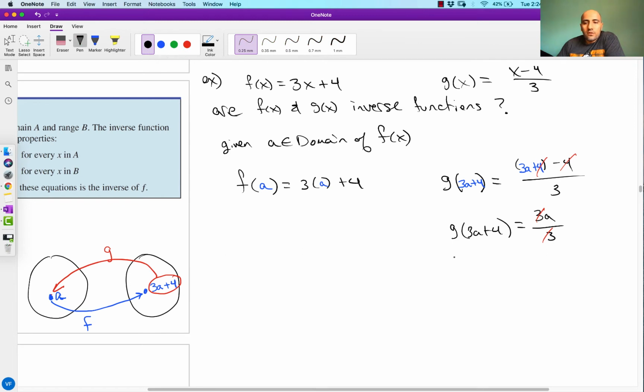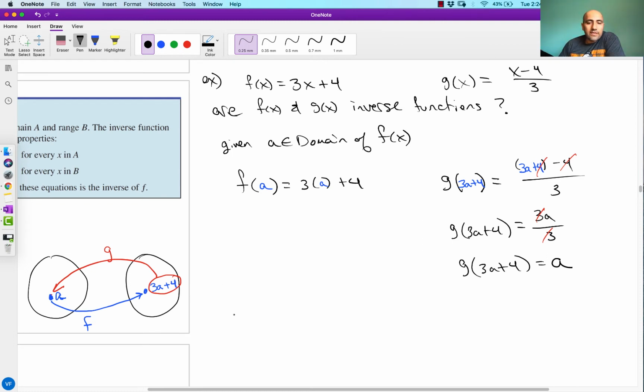And so I've shown that the g function is going to reverse the process and bring me back to a. So I started at a, the output was 3a plus 4. And then I took that entire output and plugged it into the g function. Under the g instructions, whatever the input is, I'm going to subtract 4 and divide by 3. Those instructions will undo these instructions and bring me back to a. So I'm halfway there. Now I want to go backwards.